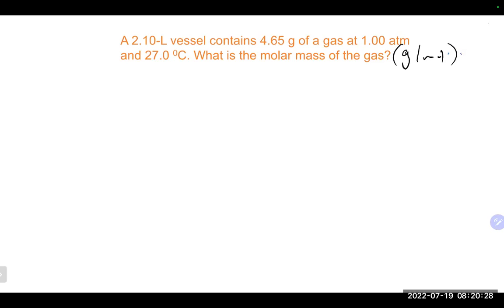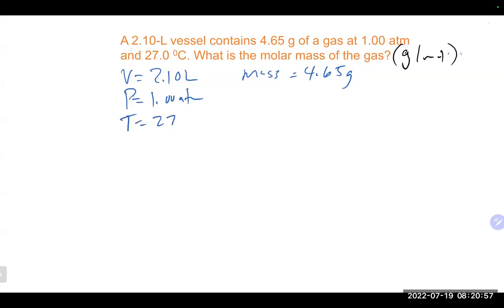So obviously you could just plug it into that formula we saw on the last page. But again, just in case you cannot remember that formula, we just want to show you another way you could go about it. If we pull off the information, we have a volume that is 2.1 liters, a mass that is 4.65 grams, a pressure that is 1 atmosphere, and a temperature that's 27 degrees Celsius, and we're looking for the molar mass. Out of the molar mass, which is grams divided by moles, we have the grams part given to us, so we're good to go there.